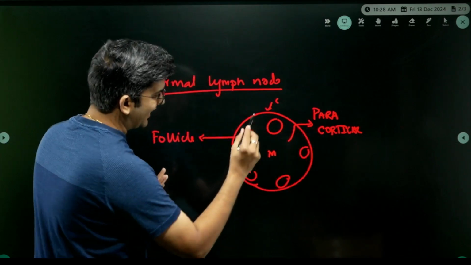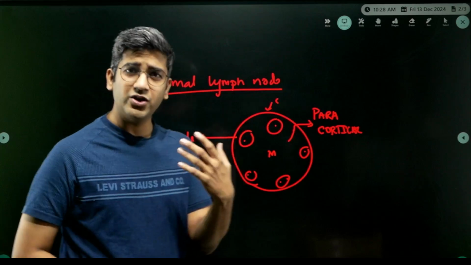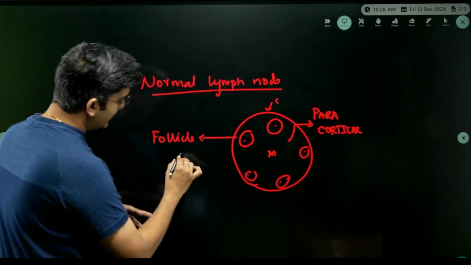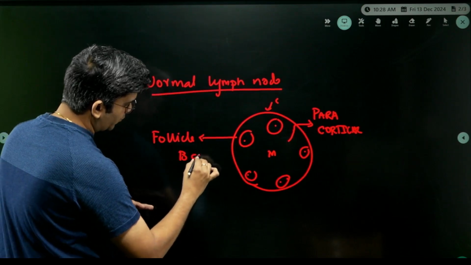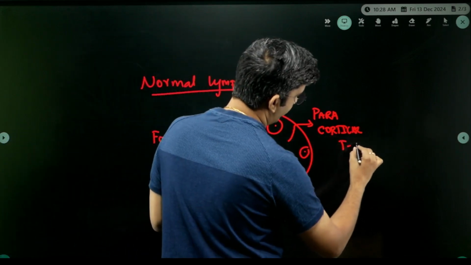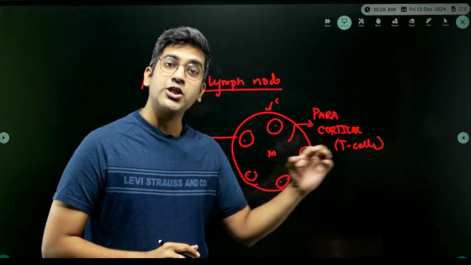In the cortex, I have an area called follicles. I'm sure you must have seen this in a normal lymph node, even in histology, right? And also the paracortical area, right? The follicles are primarily made of B cells or B lymphocytes, and the paracortical and parafollicular area is primarily made of T cells, T lymphocytes. That's the location in a normal lymph node.